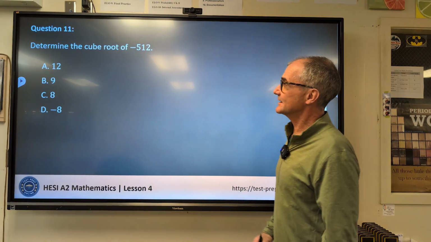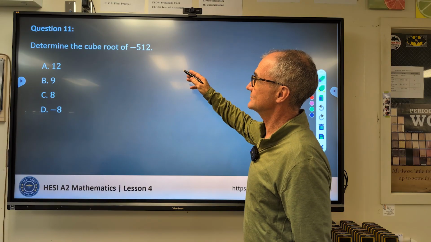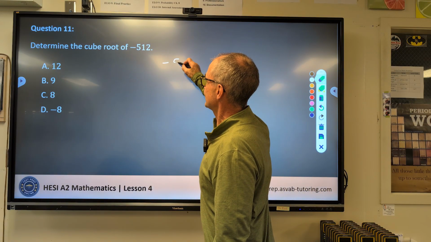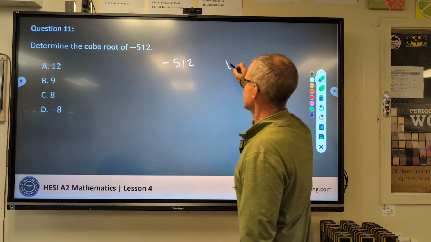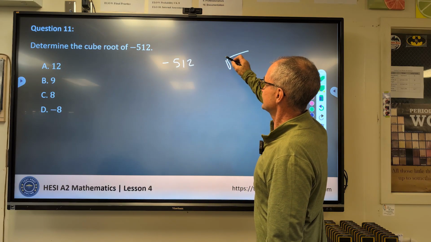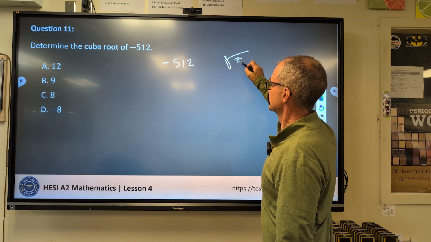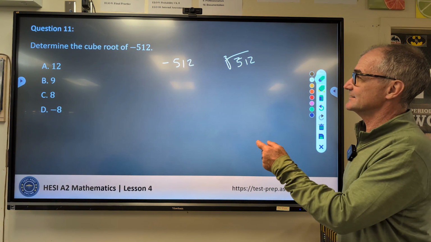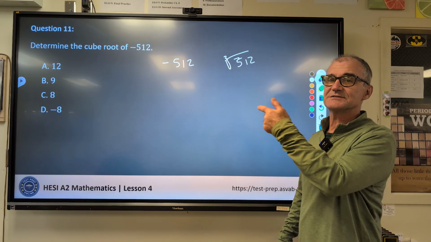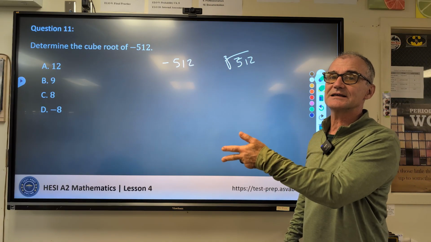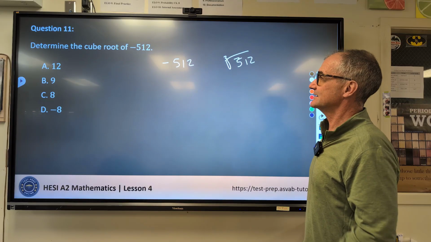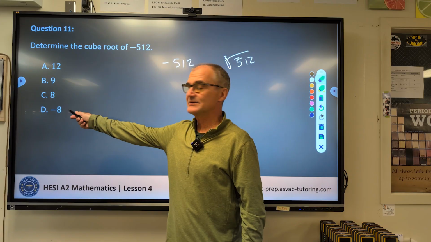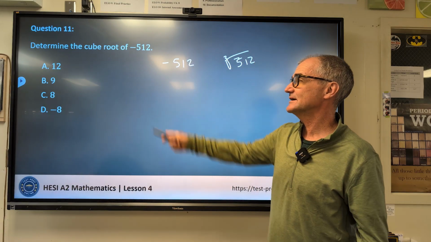Okay, problem number 11. Determine the cube root of negative 512. What a cube root is, a square root with a 3 right here. So we want to know the cube root of negative 512. It's a negative number, so a negative times a negative times a negative is going to give me a negative. So the only thing that's going to work up here is a negative 8, right? That's the only negative value.